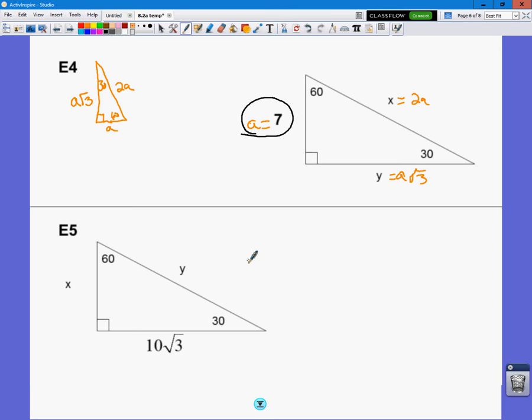A is equal to what? 7. So when I come over to find y, what am I going to replace A with? So y equals 7 square roots of 3. And when I go to find x, x is equal to 2 times 7, which is 14.